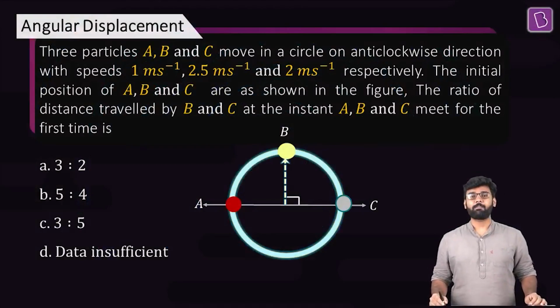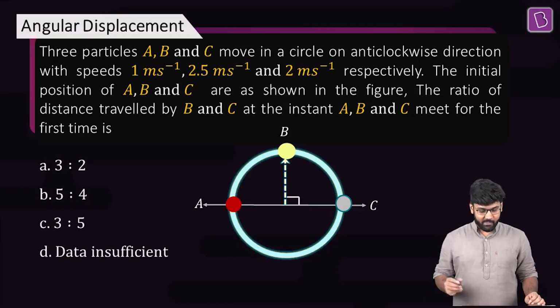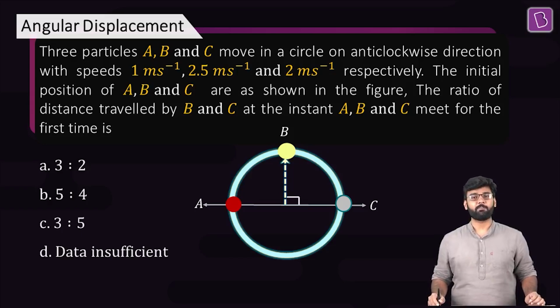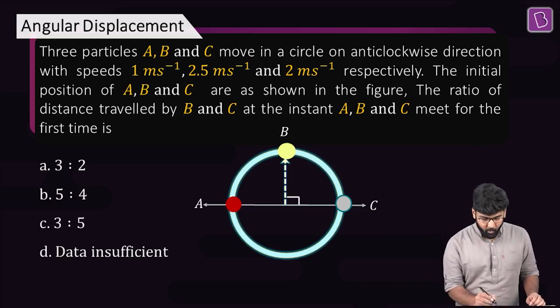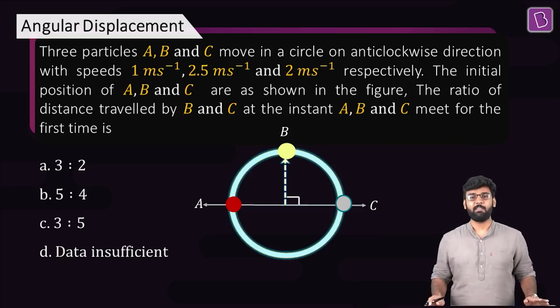Here we have three particles A, B and C which are moving in a circle in anti-clockwise direction with speeds 1 meter per second, 2.5 meters per second and 2 meters per second respectively. So the speed of particle A is 1 meter per second, the speed of particle B is 2.5 meters per second and that of C is 2 meters per second. So that is given to us. The initial positions of A, B and C are given to us as you can see in the figure here. And we want to find the ratio of distance travelled by B and C when these three particles meet.